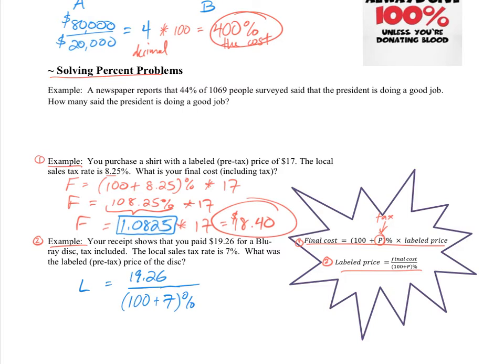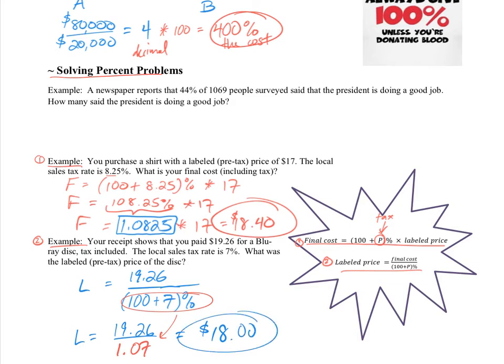So I don't think the math here is too hard. 100 plus 7 is 107%, but we need to change it over to an actual decimal. So this percentage as a decimal becomes 1.07. And when you make that division, you'll find out that the sticker price, or the pre-tax price, or the labeled price was $18.